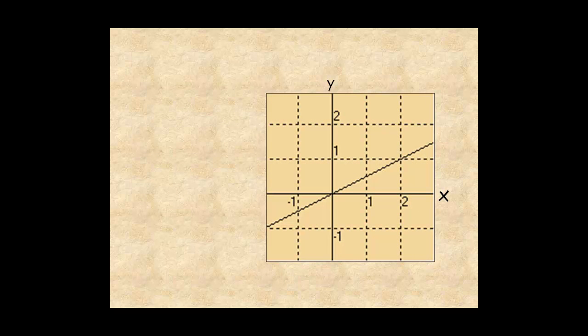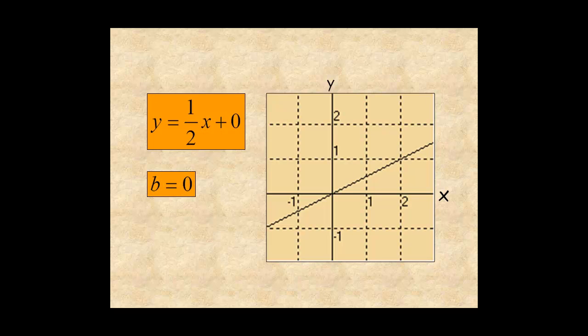For the equation y equals 1/2 x, there does not seem to be a y-intercept. You have to read this as y equals 1/2 x plus 0. The y-intercept is 0, the origin. So the line starts at the origin and goes up 1 and over 2.